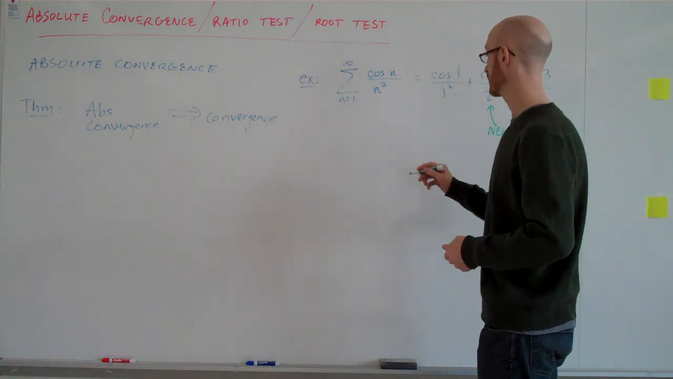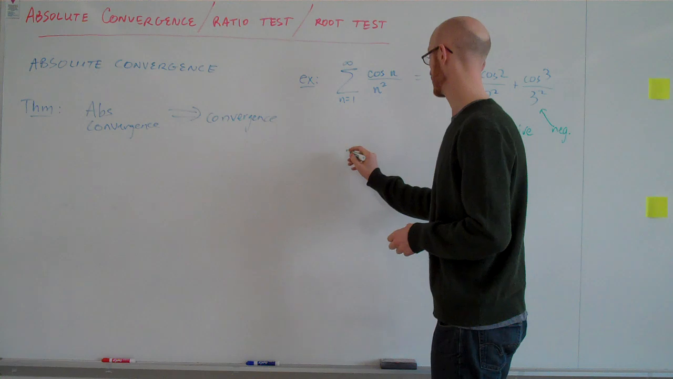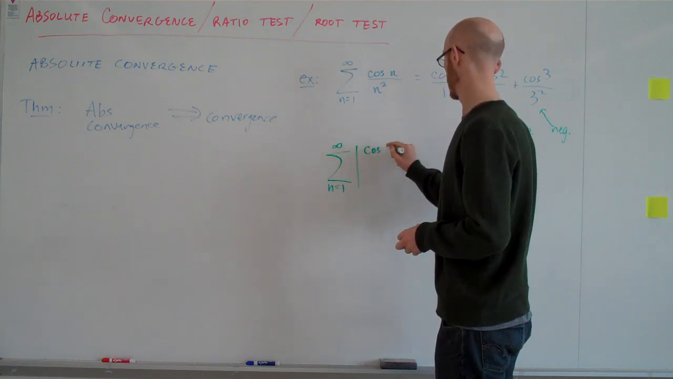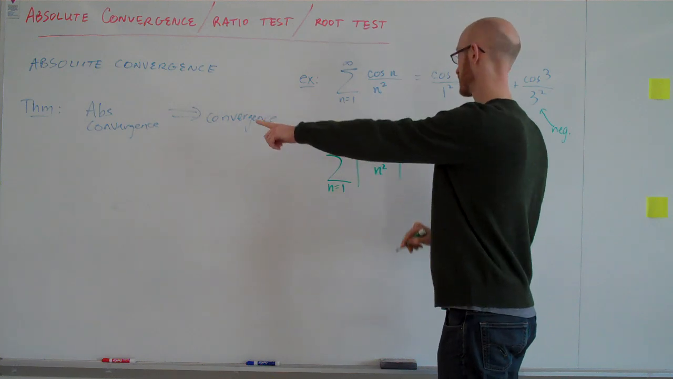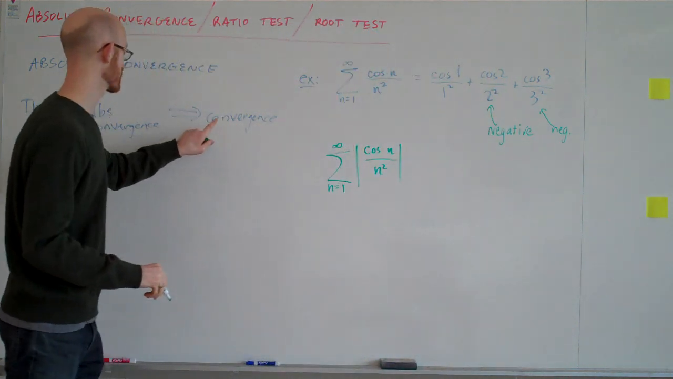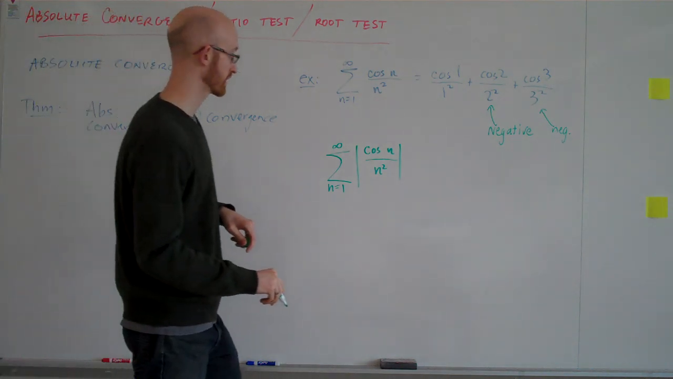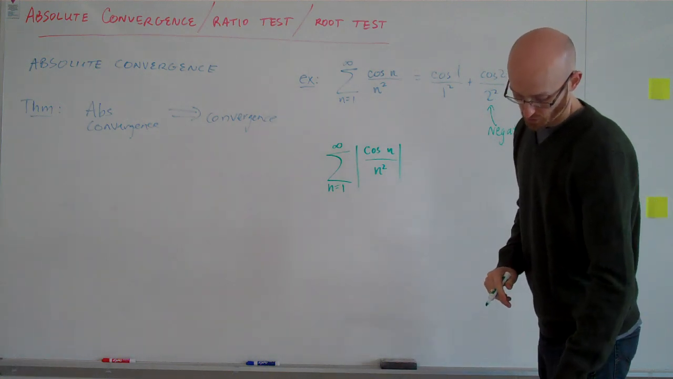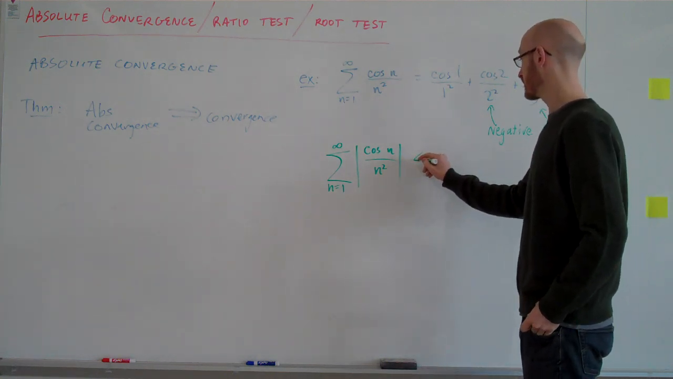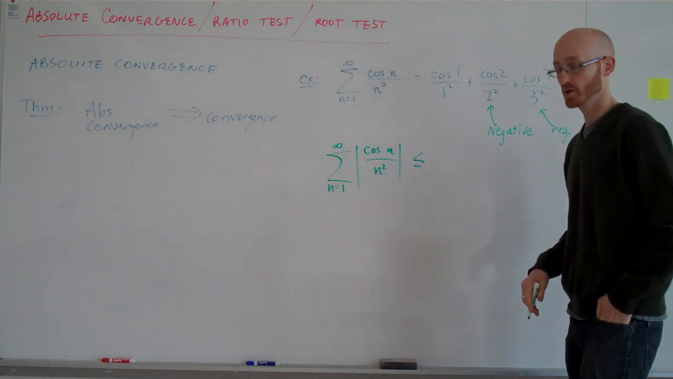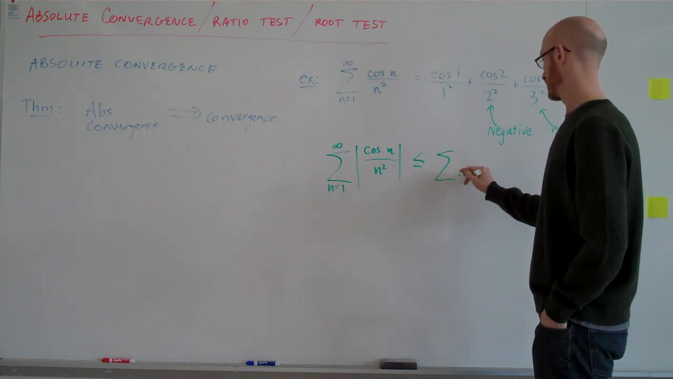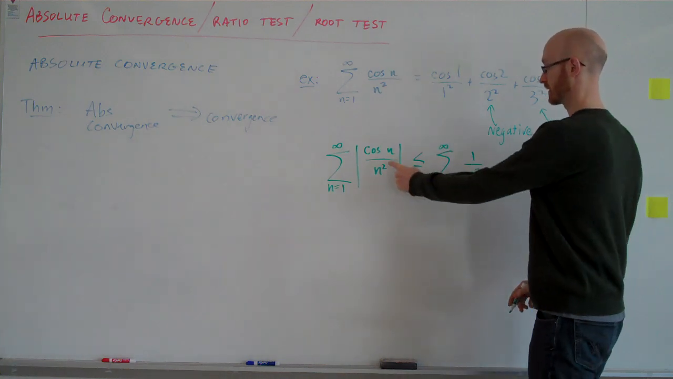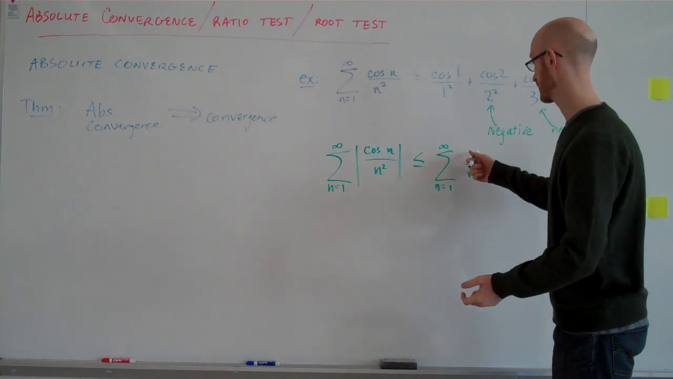So something you can do is you can take the absolute value of the original series. This is the point that I was making over here when I said sometimes you don't want to test for convergence, you'd rather test for absolute convergence. Well, the absolute value of cosine of n over n squared, now we can compare it, right? We've done comparison tests before. That's going to be less than 1 over n squared, because the absolute value of cosine of n is always less than or equal to 1.